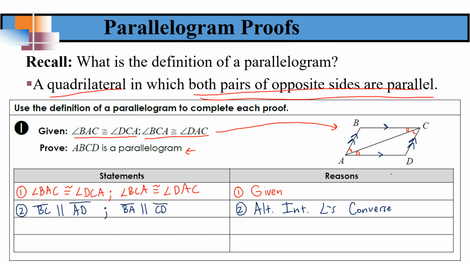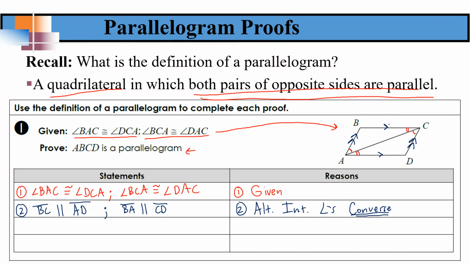So a reminder, when you are proving that lines are parallel because of angle relationships, that is a converse. If instead you already know that something is a parallelogram and you're using that information to prove something about angles, you would just state alternate interior angles. But because we're using this to prove parallel lines, we use the word converse.